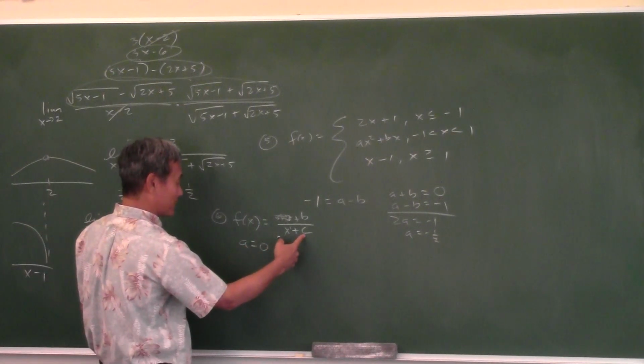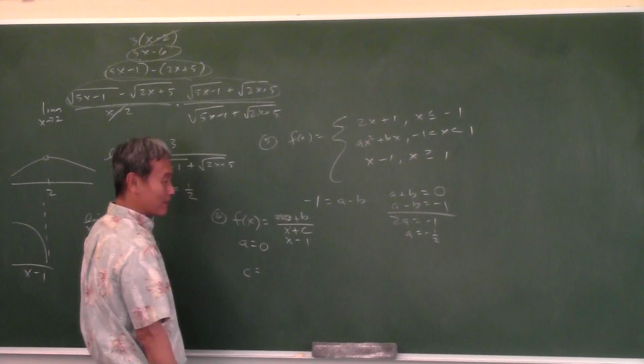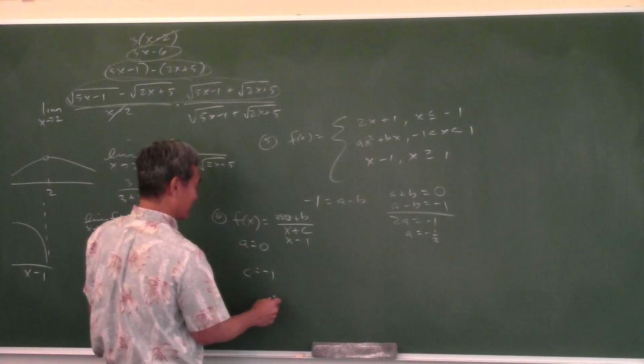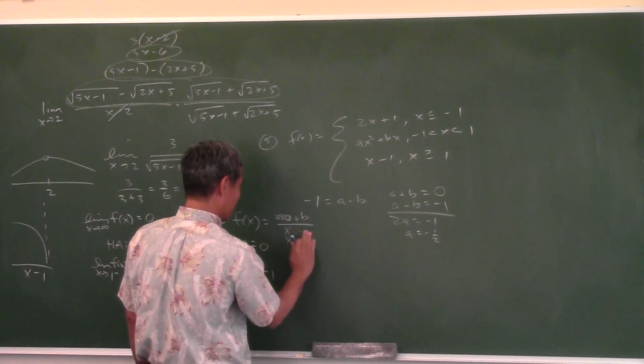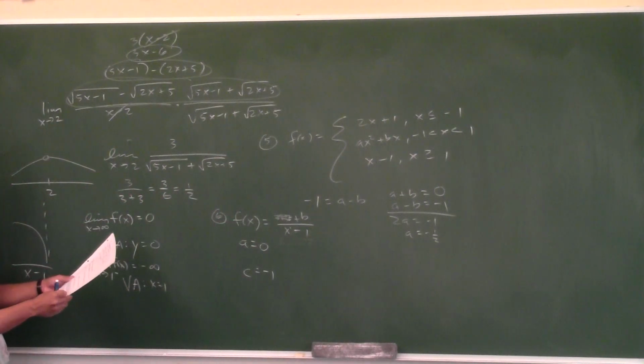So therefore, c must be? I need an x minus 1 in the denominator. C has to be negative 1. Oh my goodness. Okay, so this is what I got right now. And then the last clue is the easiest one.